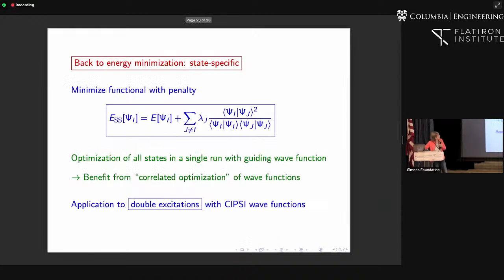So what we implemented now is that we are minimizing the energy of a given state with an orthogonality constraint to all other states, lower and higher. We are optimizing in a single run, and we are exploiting correlated optimization to actually have a better cancellation of error between the different optimizations in some sense. Now I will show two more applications.